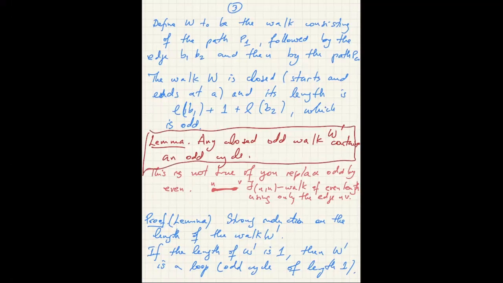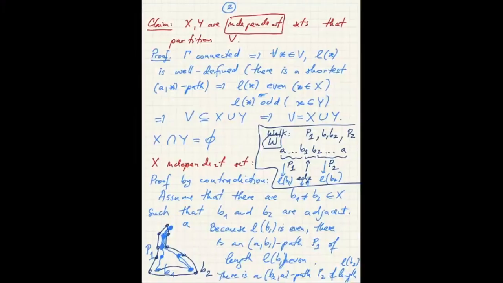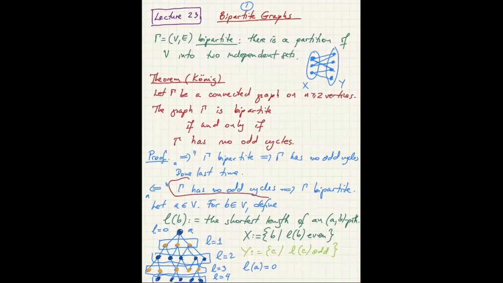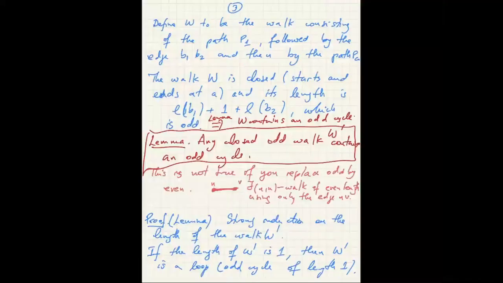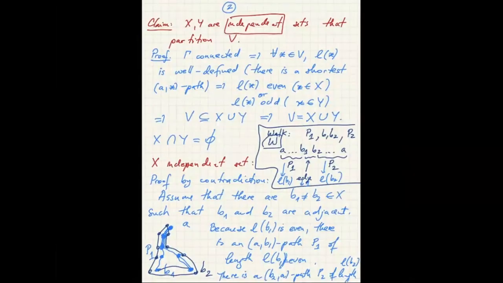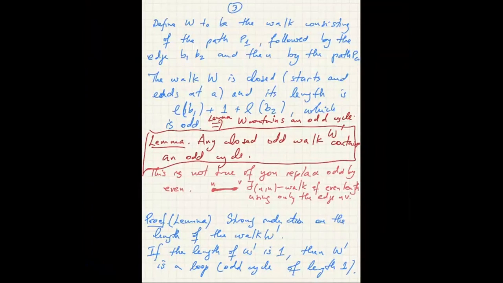And this lemma basically finishes the proof of our theorem, because like I said, you have this W, and by the lemma, W contains an odd cycle, but we don't have any odd cycles. Our hypothesis was that we have no odd cycles. Okay, so this is also the proof for showing that Y is an independent set. I leave it as an exercise, so you should do it. It's essentially almost the same as for the independent set X.